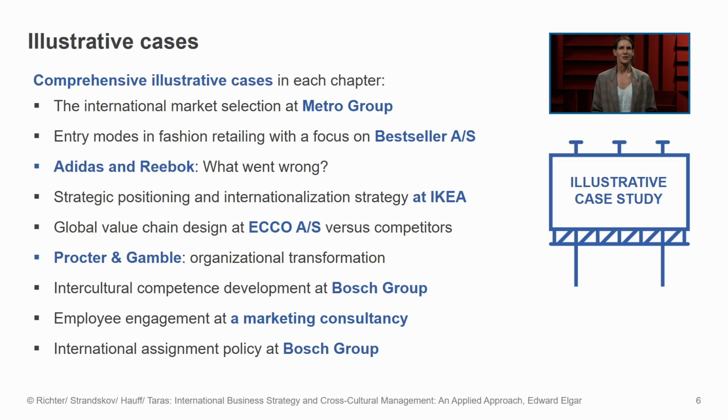We talk about the strategic positioning and internationalization strategy at IKEA. We have a global value chain design at Ecco, which is a shoe producer from Denmark, versus competitors such as Nike and other producers of shoes. We look at Procter & Gamble and their organizational transformation. And we have, for the 3 last chapters on cross-cultural challenges, the Bosch Group coming in that gave us some insights on their intercultural competence development and international assignment policy.